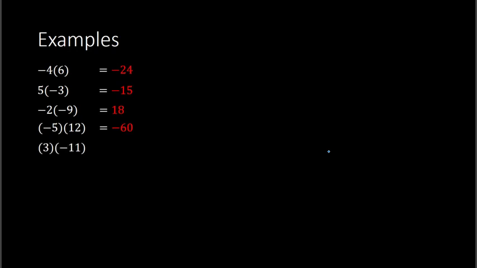3 times -11. 3 times 11 is 33. One's positive, one's negative, so this would be a -33. Now if you have more than two numbers multiplied together, it's still the same thing.